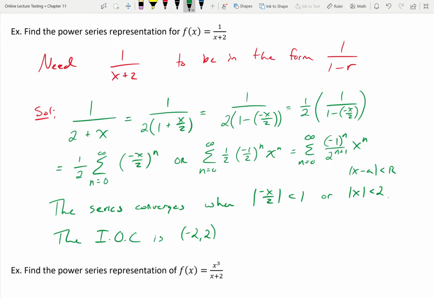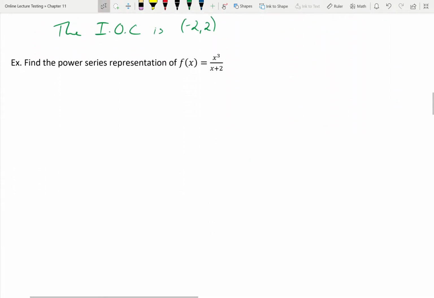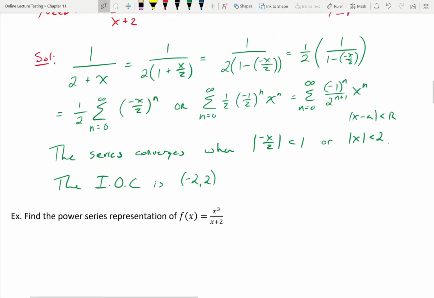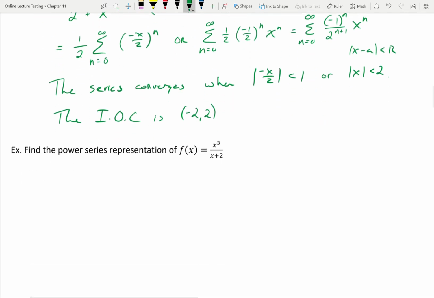But the next examples that we go through are dealing with just a little bit more complicated pieces. The first one we're going to look at is x cubed over x plus 2. Note this is very similar to the one that we just looked at. The only difference here is that we've multiplied it by x cubed. So let's see what happens.